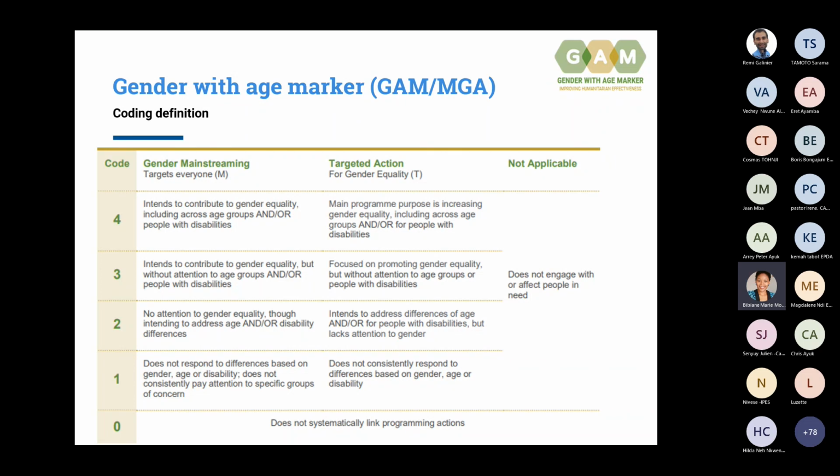This is not affecting the choice of your project in the HPC process, but it is important for you to know if your project is respecting the gender consideration. So you can see here all the code definitions from 1 to 4, 4 being when you contribute to gender equality, including across age groups. Slide.